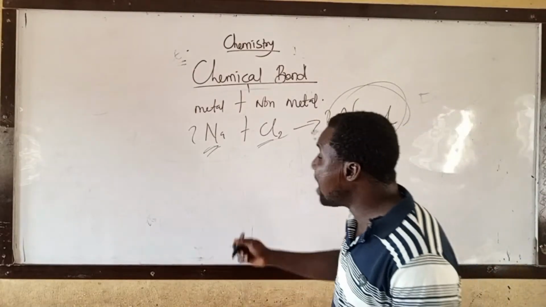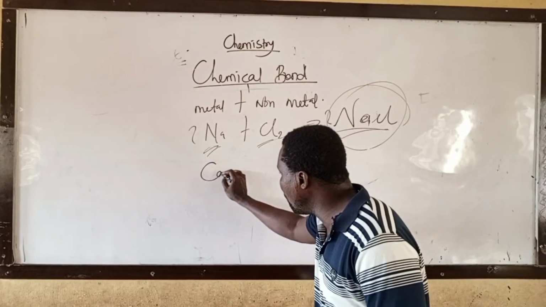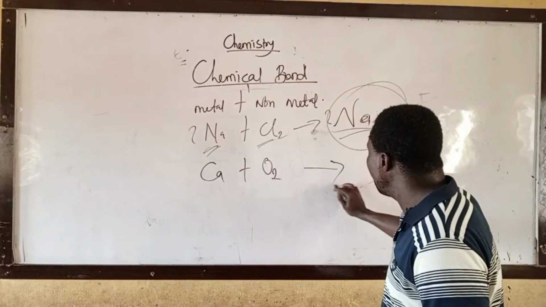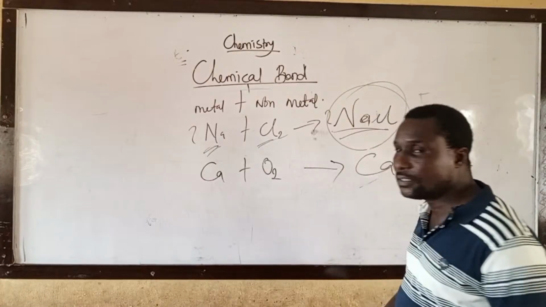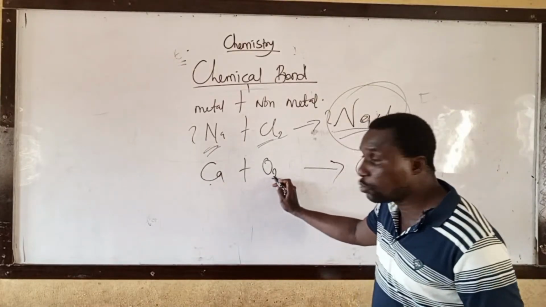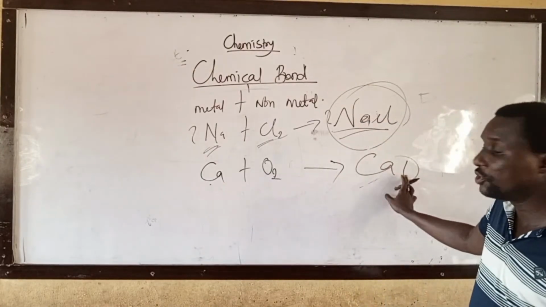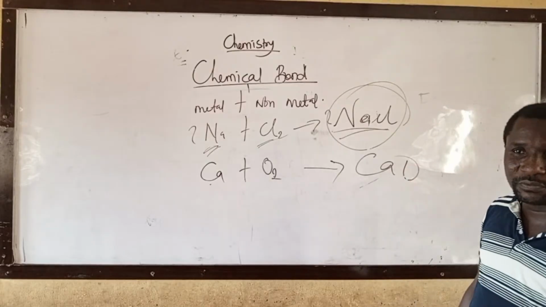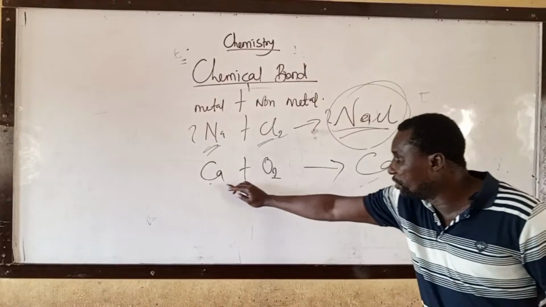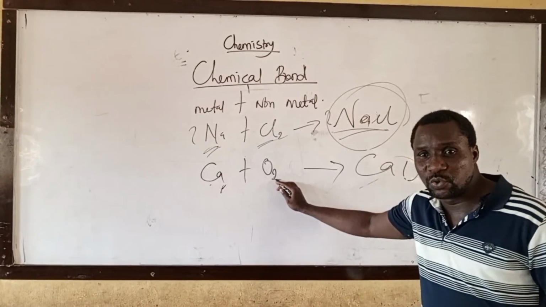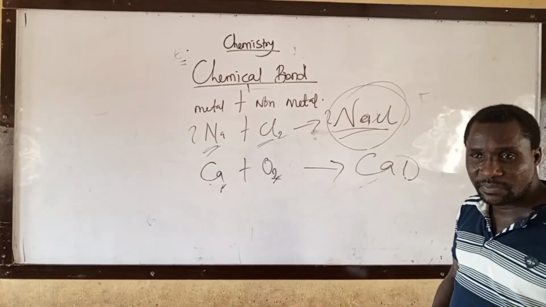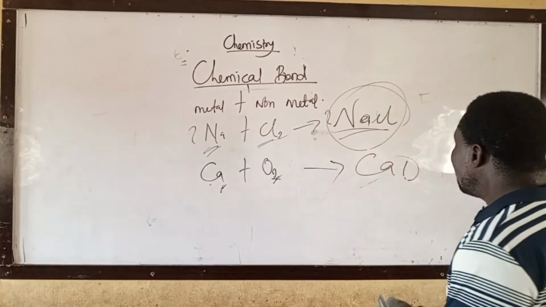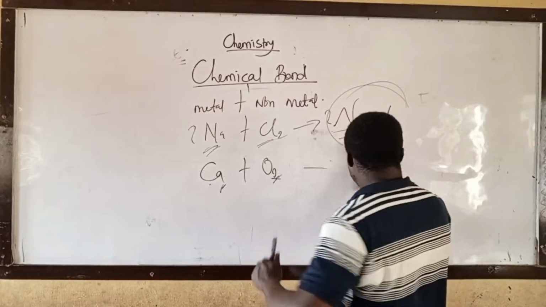For example, when you have calcium plus oxygen gas to give calcium oxide, that means metal plus non-metal to give this compound. What bond will occur in this compound? Ionic bond. Calcium is losing electron. Oxygen is gaining electron. In what way? Let me illustrate with this.